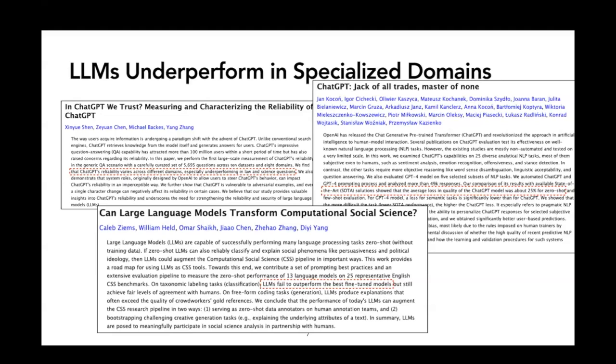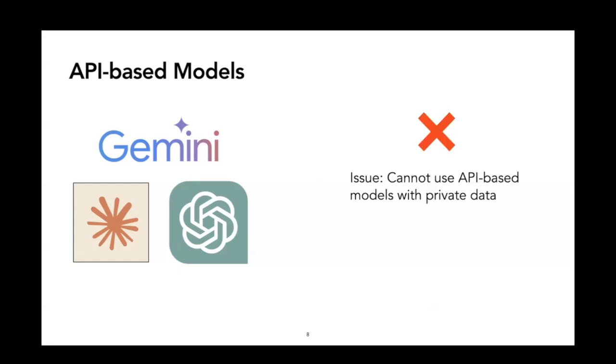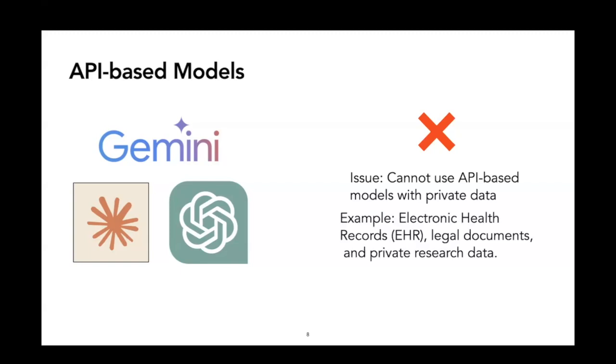Recently, several papers have shown that these generic LLMs still lag behind in performance when compared to specialized language models. And even if the biggest companies like Google, Anthropic, and OpenAI came out with their fancy API-based models and improved the performance in specialized domains, we might not benefit from it. This is because people cannot share their data with other organizations, as it might break privacy regulations and breach contracts. Some examples of such data include electronic health records, legal documents, and private research data.